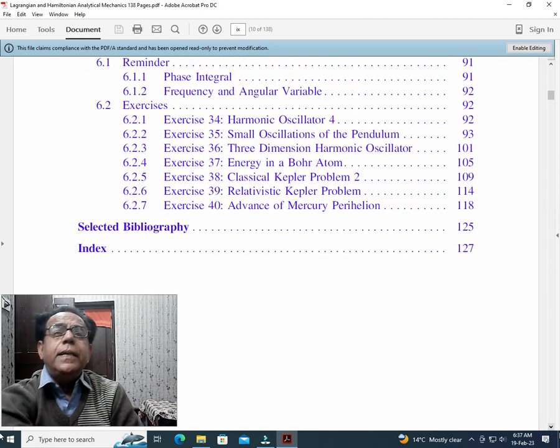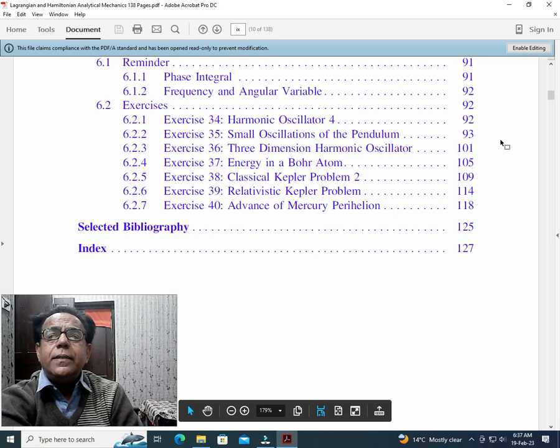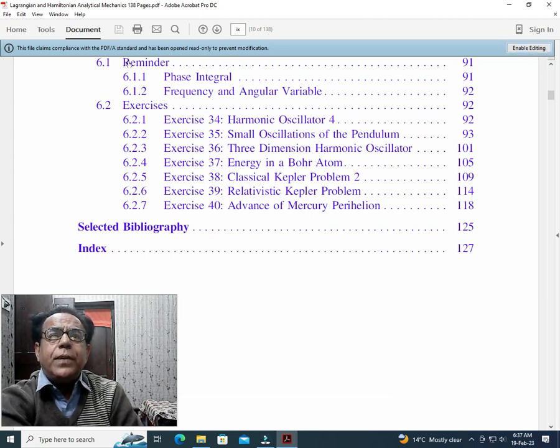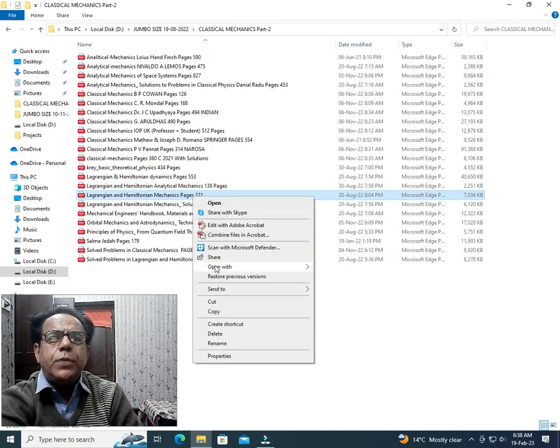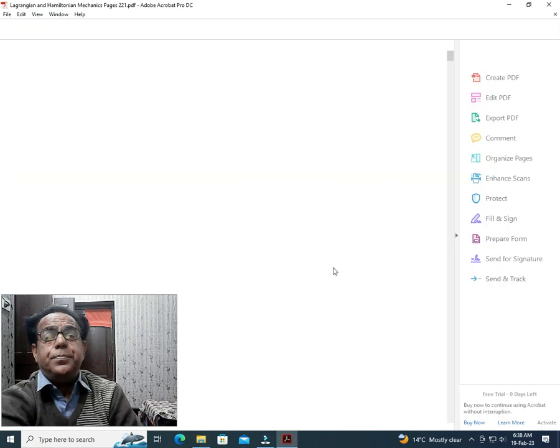In the last, the index is given at page 127. Total pages are 138, because this book has been saved in my computer under the name Lagrangian and Hamiltonian analytical mechanics, 138 pages PDF Adobe Acrobat Pro DC. Anyhow, we move to the next book, which is of 221 pages. It is being opened.